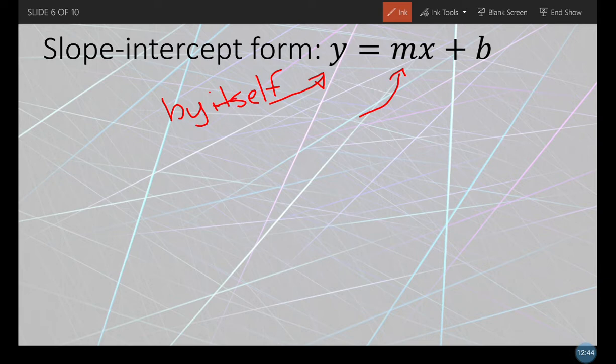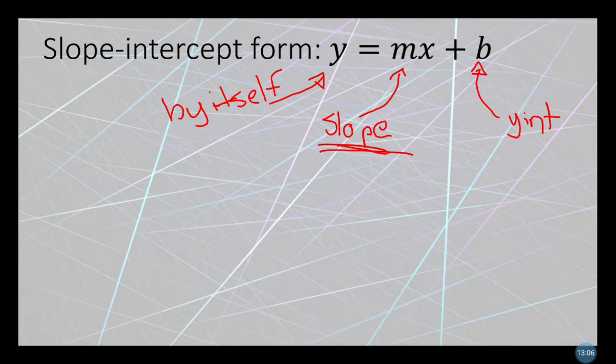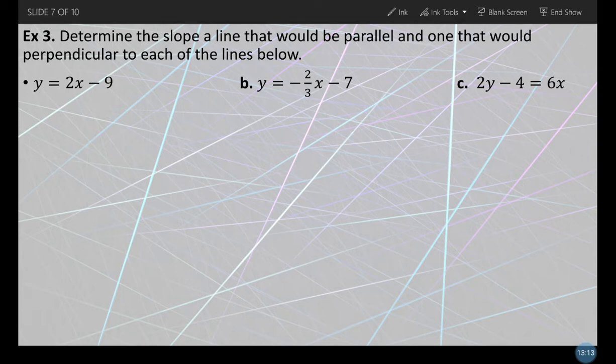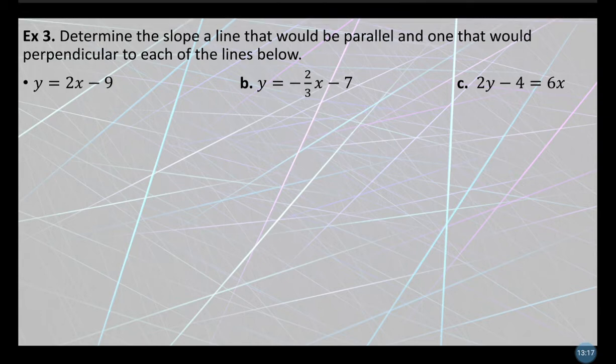Whatever numerical value is attached to x, that's going to be my slope. Whatever is the constant, or the number that's by itself without a variable, is going to be my y-intercept. Okay? And that's important because we're going to take slope and figure out parallel and perpendicular lines given an equation. So example 3 says, determine a slope of a line that would be parallel and one that would be perpendicular to each of the lines below. So here is that y equals mx.